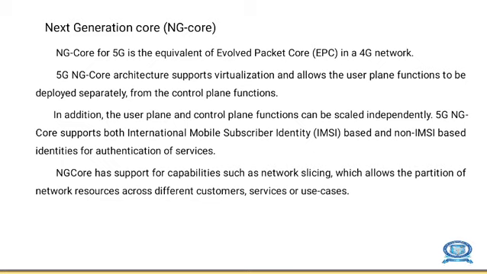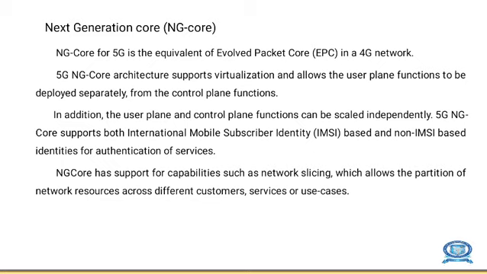In addition, the user plane and control plane can be scaled independently. 5G core supports IMSI, International Mobile Subscriber Identity, and non-IMSI. The NG core has support for capabilities such as network slicing, which allows the partition of network resources across different customer service or use cases. You can see Figure 3.4 shows the detailed system architecture.